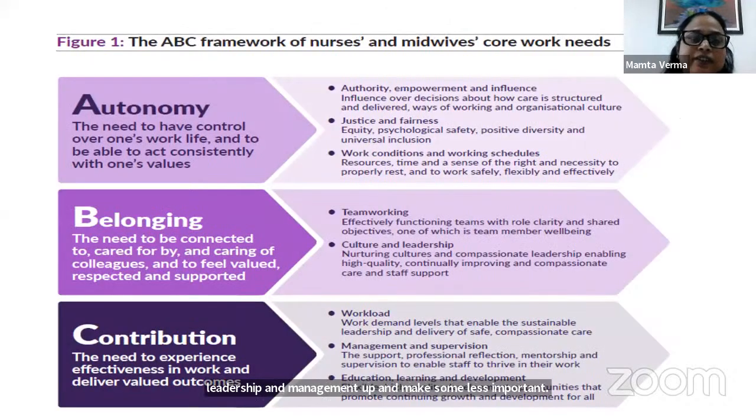So the last slide, this is the framework which I found at the last minute when I was finalizing my slide. This is a framework of nursing care, which is depicting the ABC: the autonomy, the belonging, and the contribution. The autonomy is the need to have control over one's work life and to be able to act consistently with one's values. The belonging means the need to be connected.